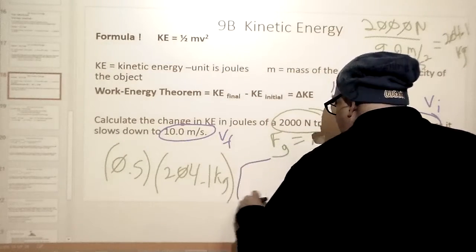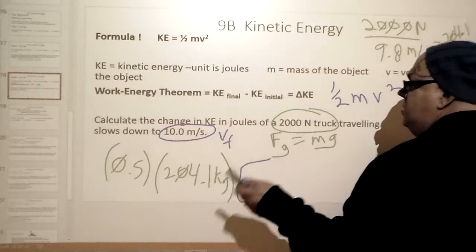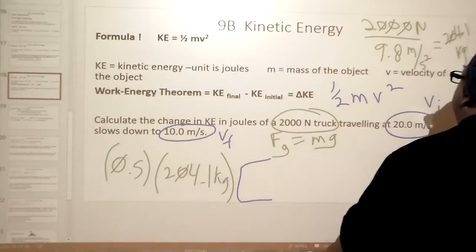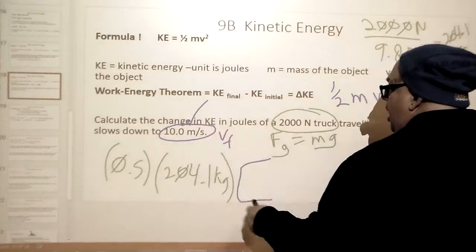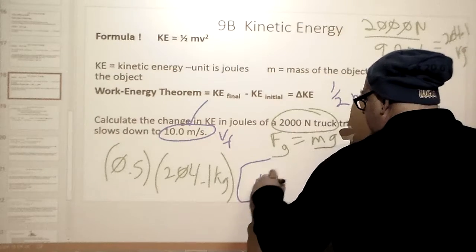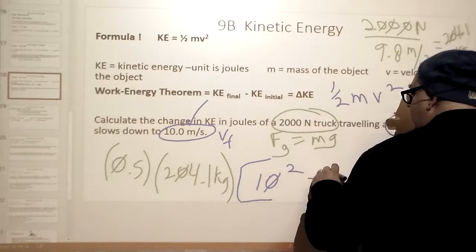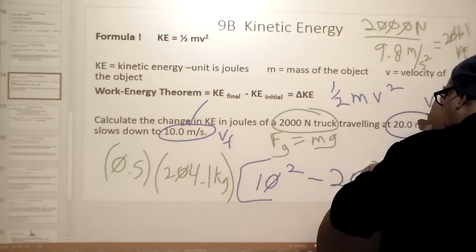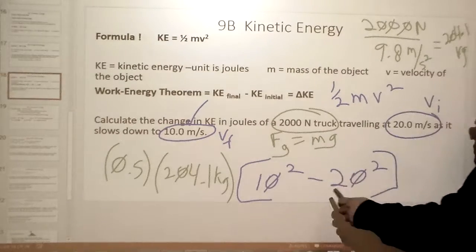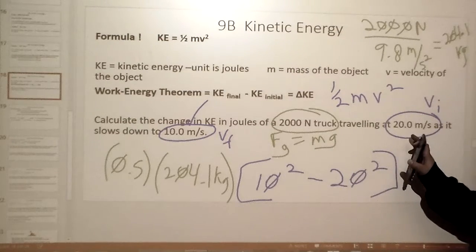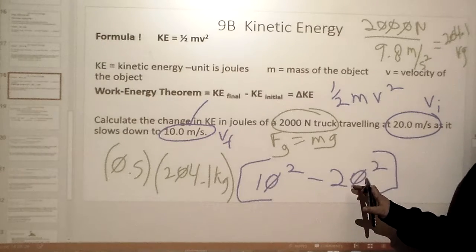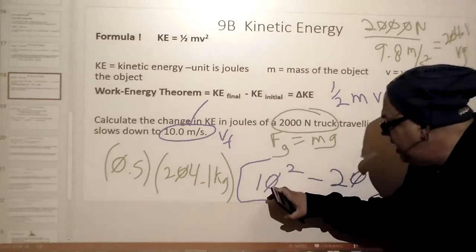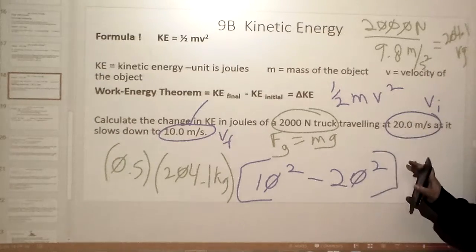Because what we're going to do, we're going to take the final minus the initial. So we're going to take our final velocity squared and square that. So we're going to say 10 squared minus 20 squared. We don't just square the difference. You need to square the velocities first. You can't say 10 minus 20 and then square it.